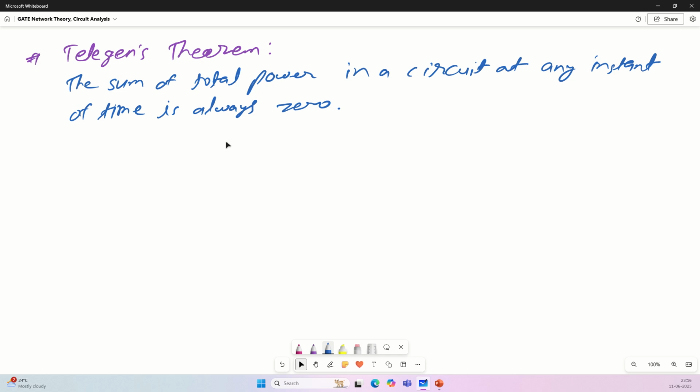Okay. So what is the meaning of this statement: the sum of total power in a circuit at any instant of time is zero. It means I can say the summation of my total power Pt is equal to zero. It can also be written as the summation of all the power absorbed, Pa, is equal to zero. Absorbed power. Okay. And this is total power.